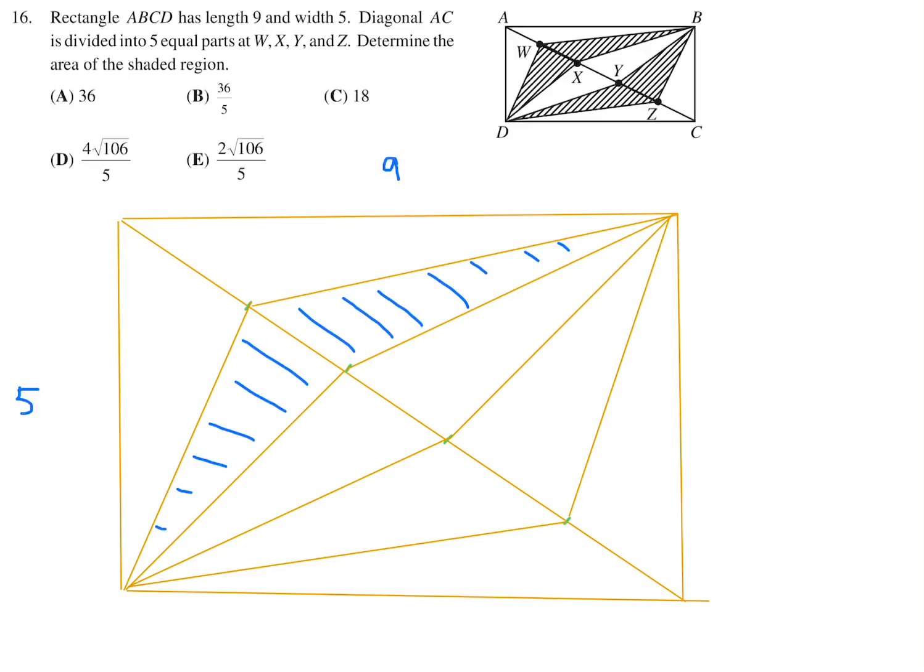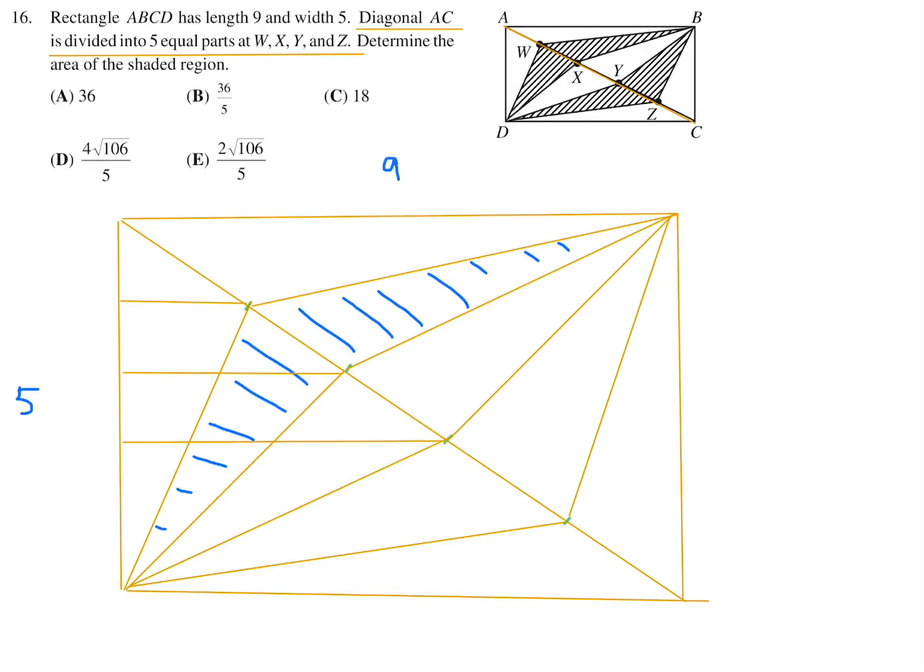So the first thing that we want to do is concentrate on something they told us in the question, that diagonal AC, which is from here to here, is divided into 5 equal parts at W, X, Y, and Z. Now that's very important to the question, because essentially what that means is that this diagonal is divided into 5 parts, but that means so are the lengths of the width and length.